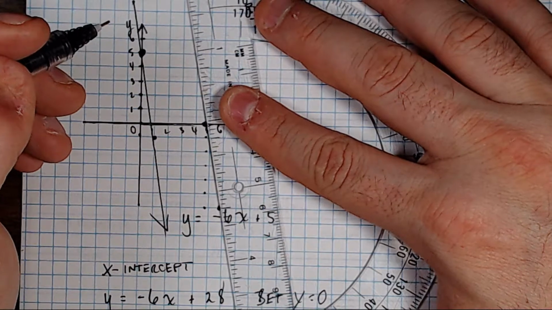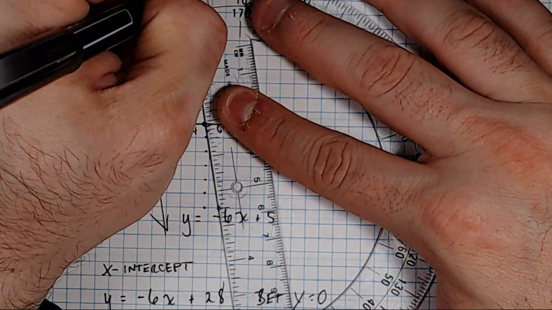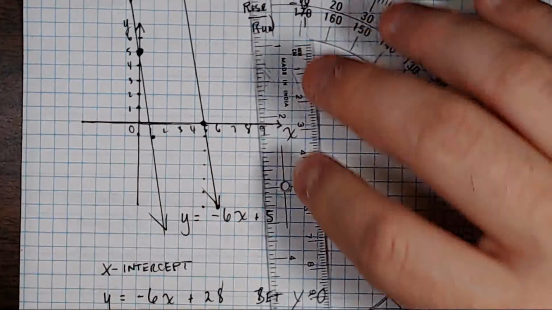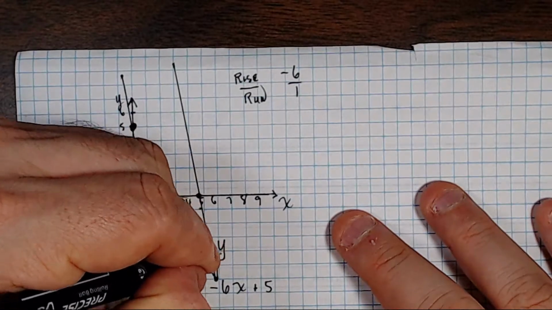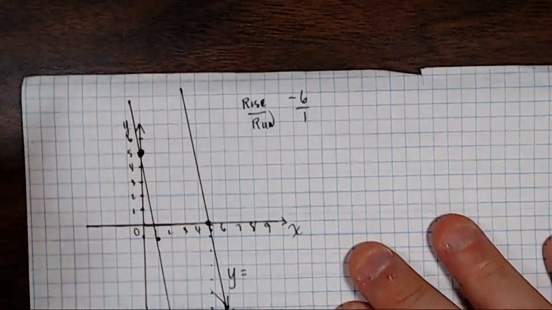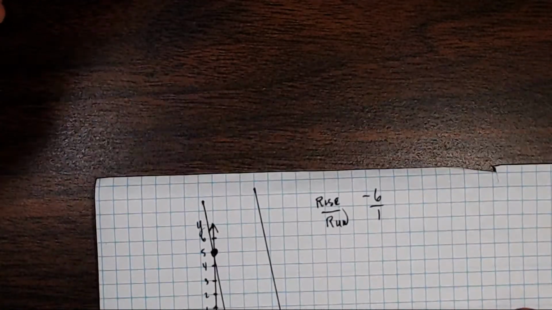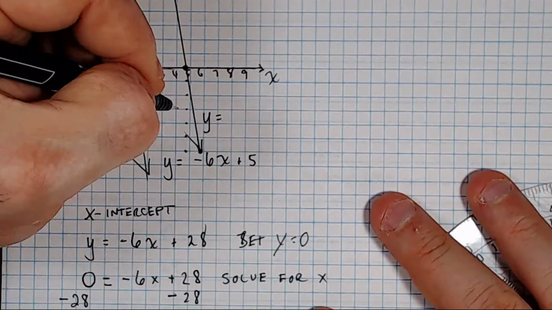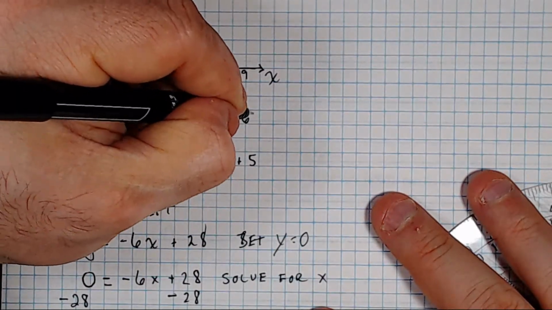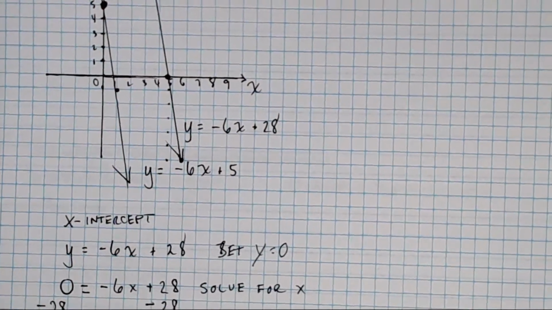Because look, if I did this correctly, I should have a line that is essentially parallel to the one I just drew. And I did. It is. So this one is y equals, because if this line were to keep going up and I had graph paper, eventually it would hit that y-axis at 28. This is y equals negative 6x plus 28. All right, let's go back to our paper.